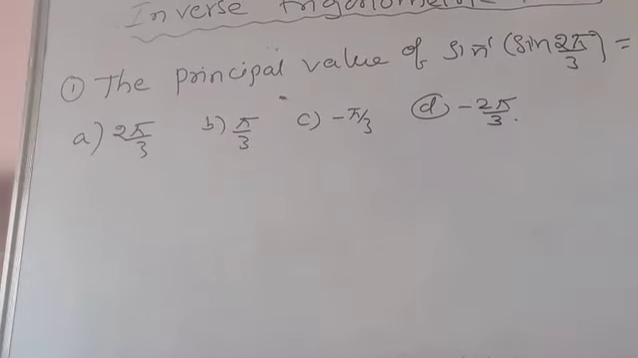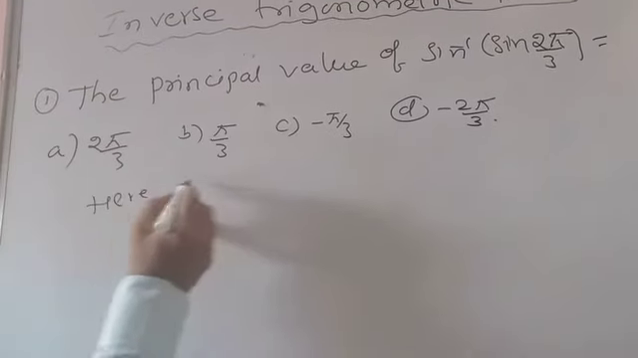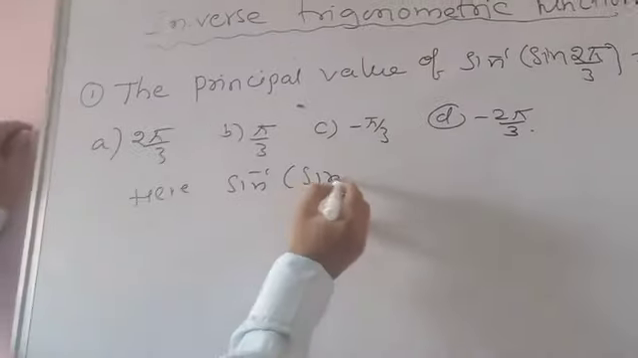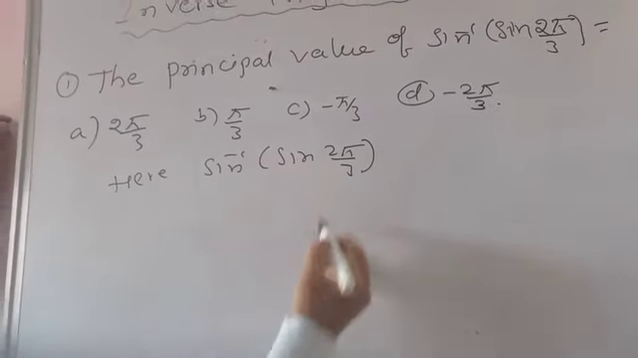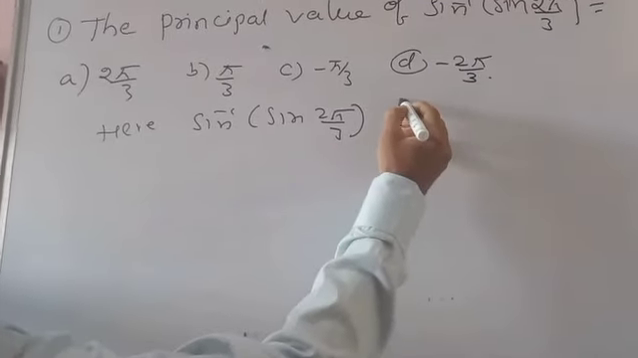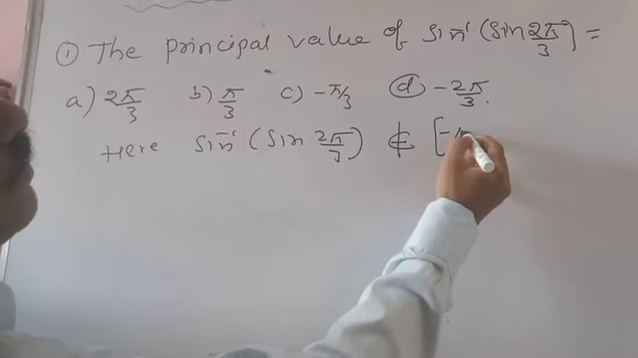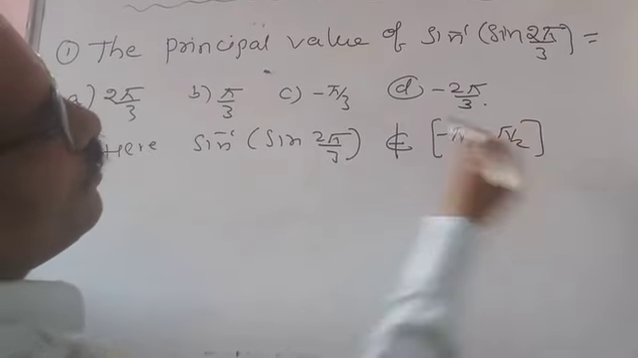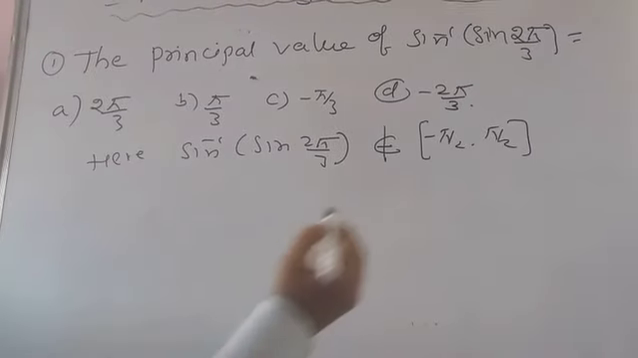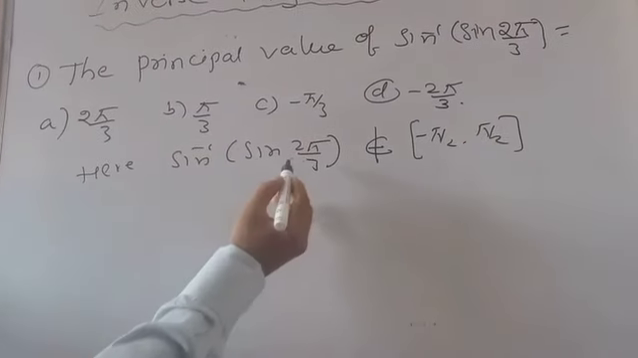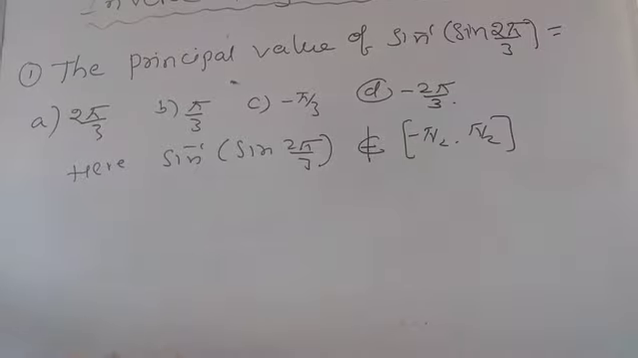by 3. Here, sine inverse of sine 2 pi by 3. 2 pi by 3 does not belong to the range of sine inverse, minus pi by 2 to pi by 2. The range of the sine inverse function is the closed interval of minus pi by 2 to pi by 2. Therefore 2 pi by 3 does not belong to this range.